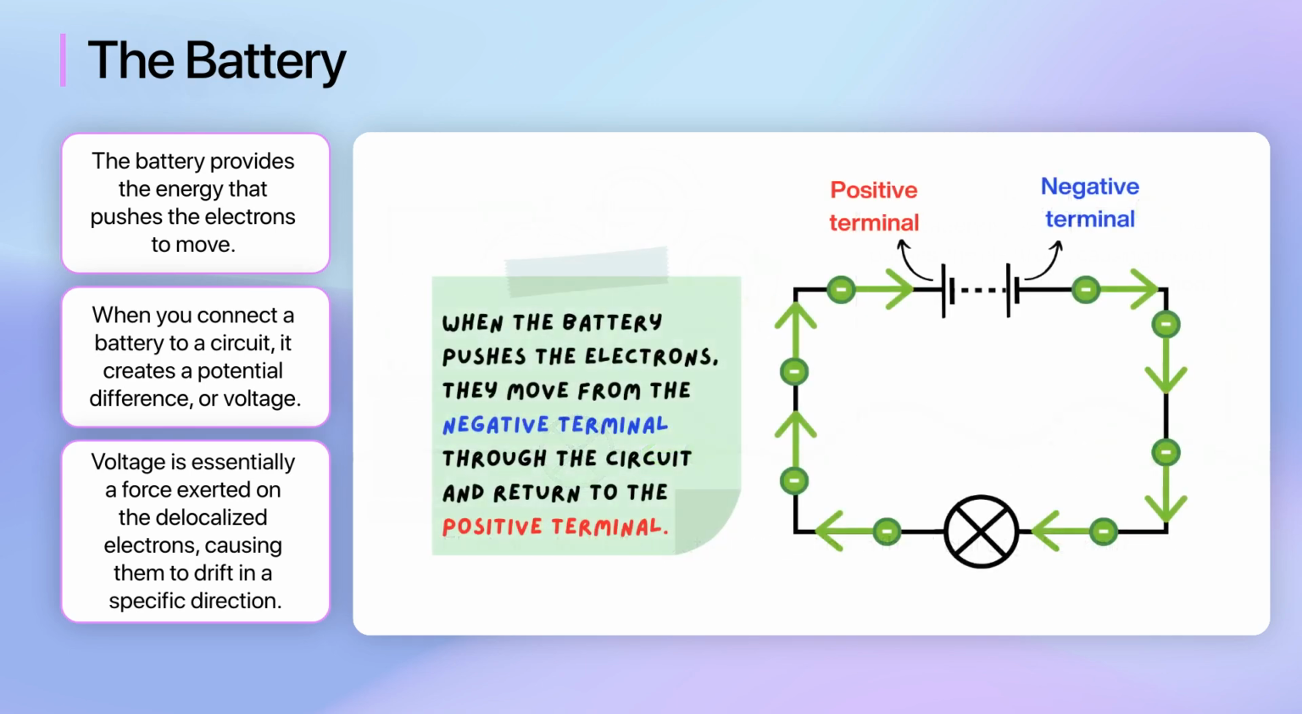When the battery pushes the electrons, they move from the negative terminal through the circuit and return to the positive terminal. This maintains a continuous flow as long as the circuit is complete and the battery remains active.